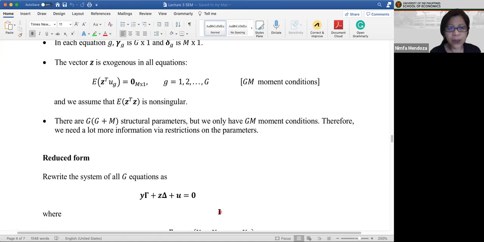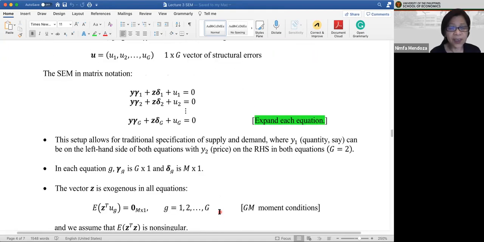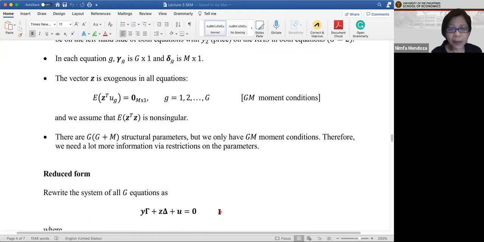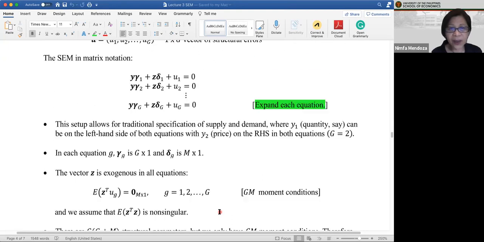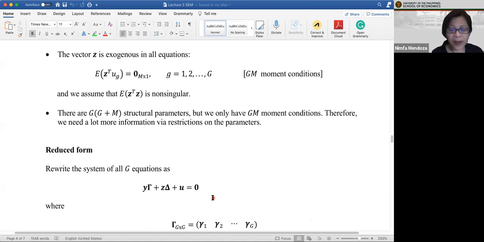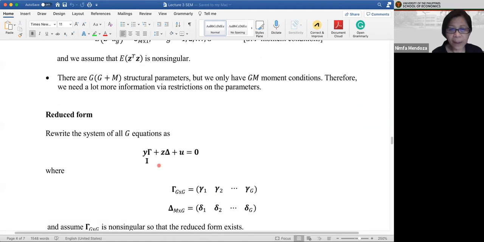Let's look at the reduced form for this general system of G equations. Rewrite the system of all G equations. So this is our system of G equations. We rewrite it in a more compact form in this way. Y is equal to Z uppercase gamma plus C delta plus U, where uppercase gamma and uppercase delta are matrices.